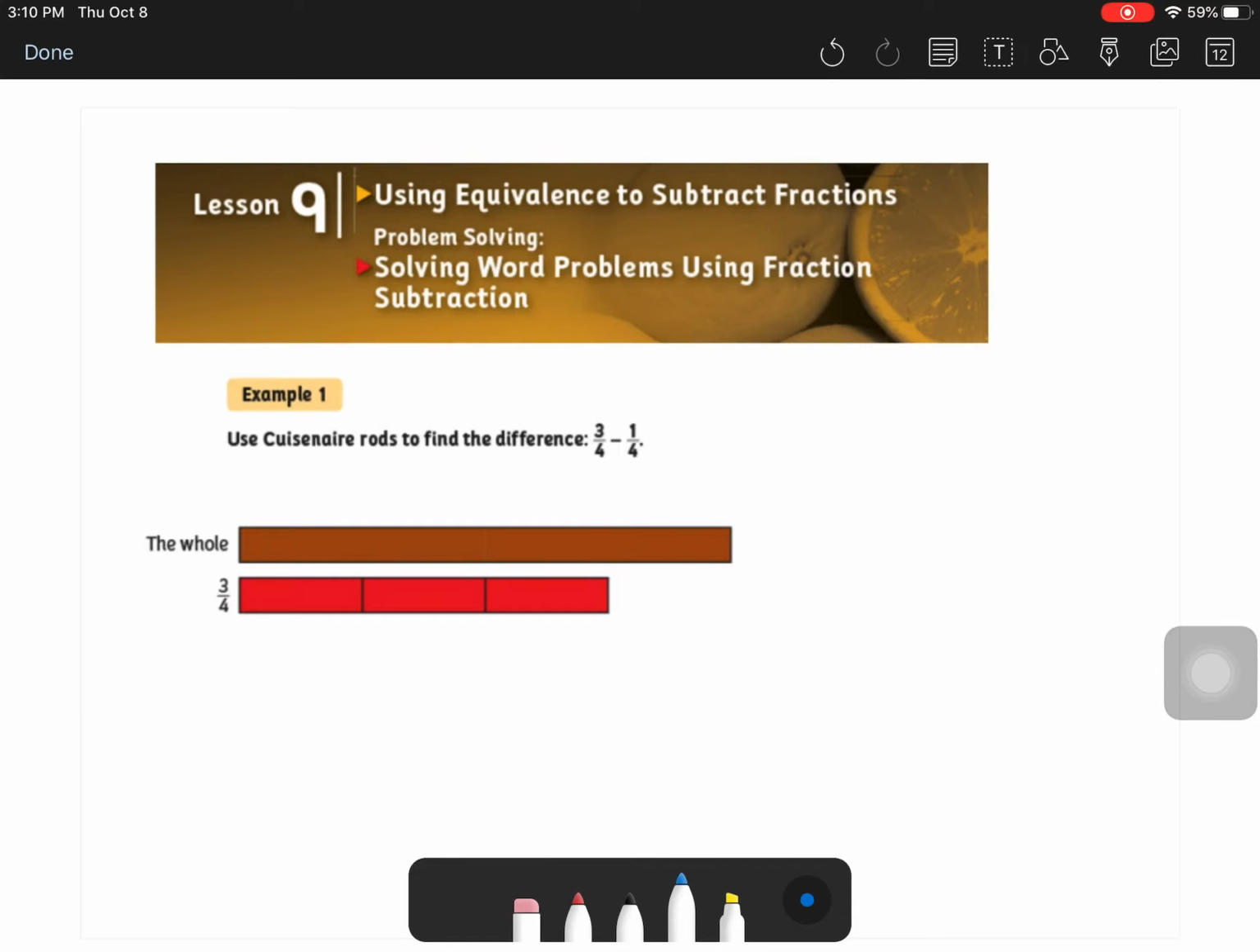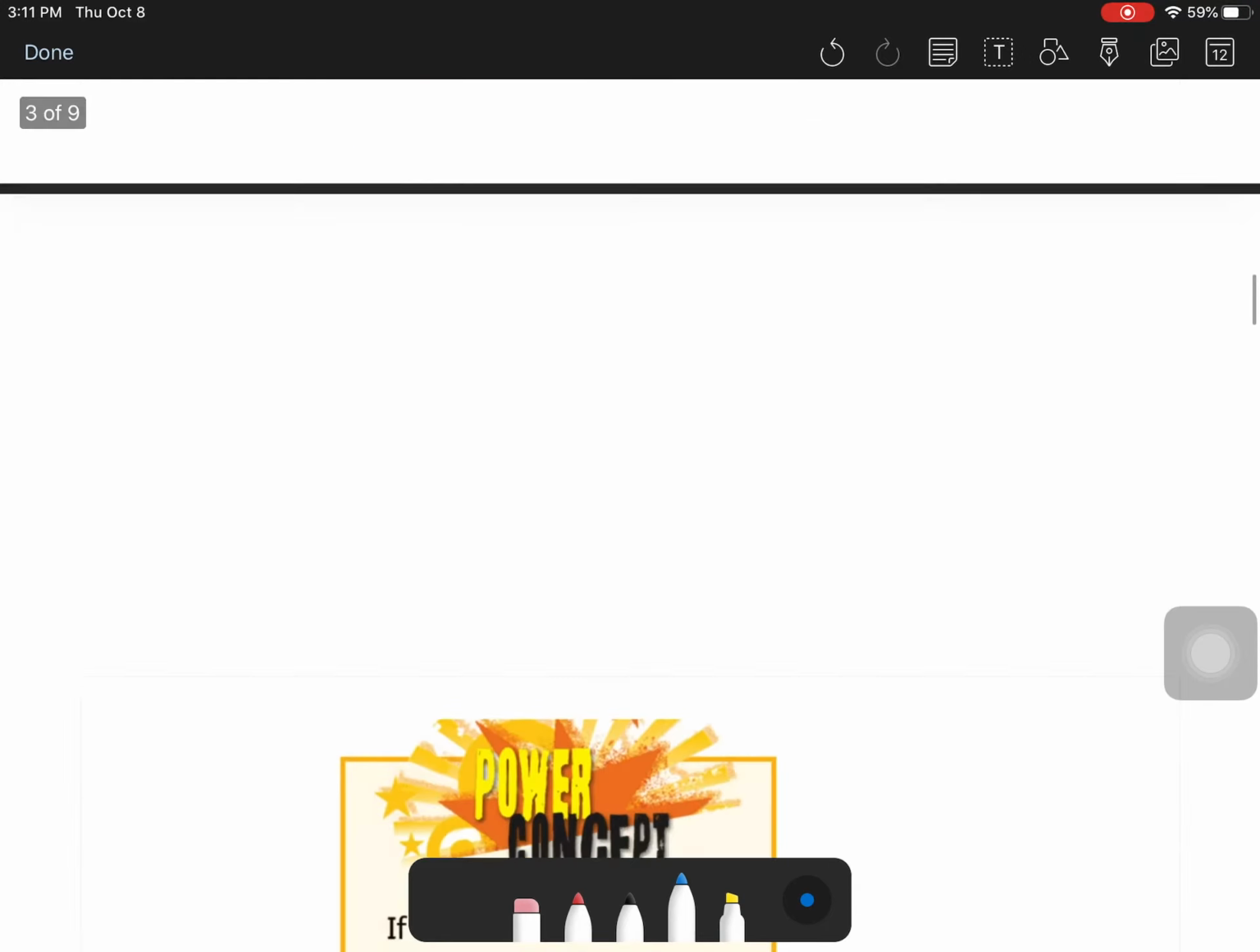Okay, so now we're going to be using equivalence to subtract fractions. And so in this one it says, we use Cuisenaire rods, so we'll just look at the picture they have here. 3/4 minus 1/4. Well, if this is the whole, and we broke that into fourths, and we are representing 3 of those fourths, they'd be right here. And if we want to take one of them away, well, then we're left with 2/4, right? So that's pretty easy. Subtract the numerators, right? 3/4 minus 1/4 would be 2/4.